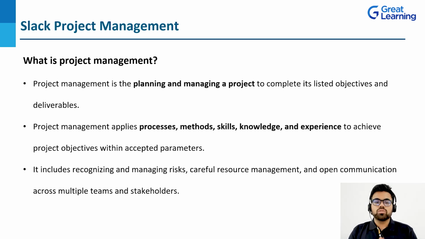It includes recognizing and managing risks, careful resource management, and open communication across multiple teams. Now, when we talk about resource management, we need to know that we can't spend too much of a budget on a particular project. We need to make sure that the budget is within our limits of spending, and also we need to set deltas if there is any loss that is incurred by a particular organization, right?